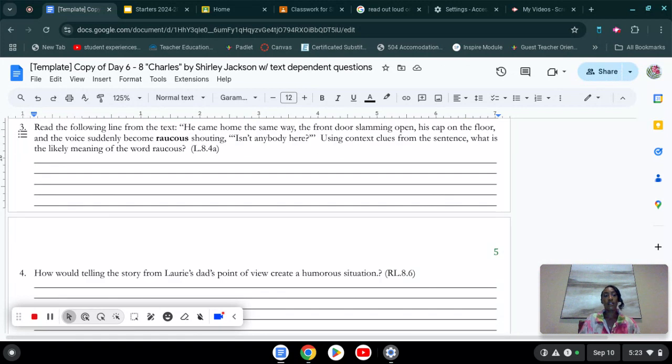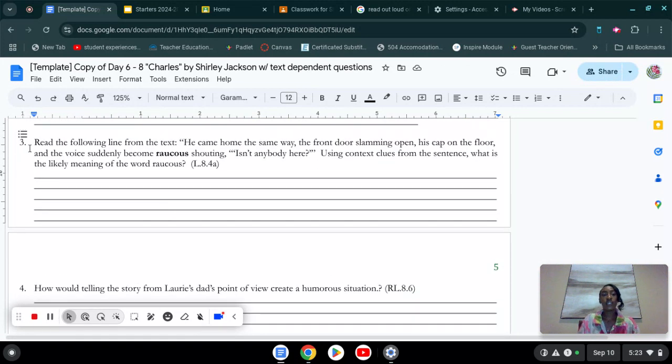All right. For number 3, it says read the following line from the text. So here we have another quote. It says he came home the same way, the front door slamming open, his cap on the floor, and the voice suddenly became a raucous shouting. Isn't anybody here? Using context clues from the sentence, what is the likely meaning of the word raucous? So I have my question here.